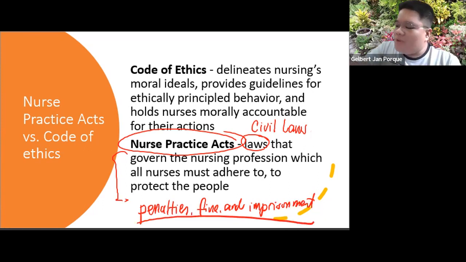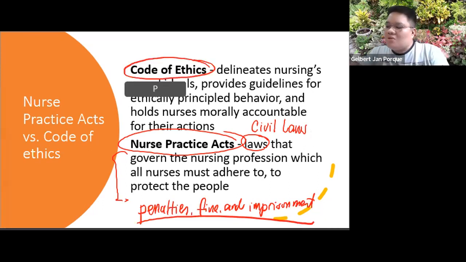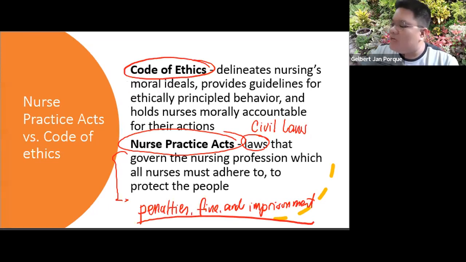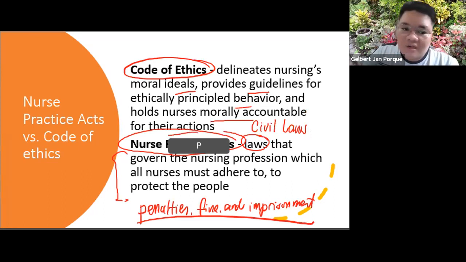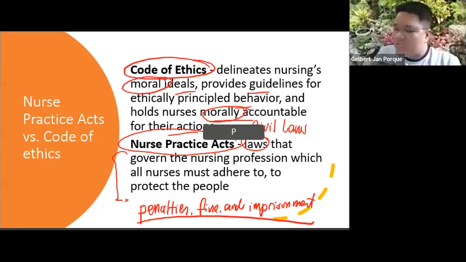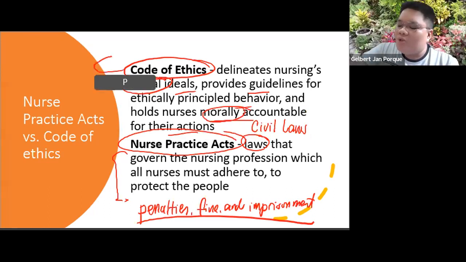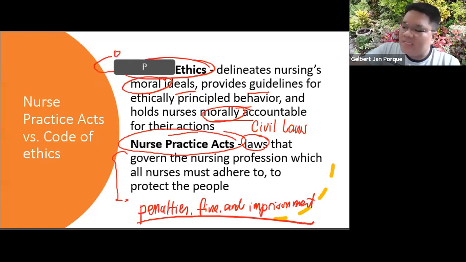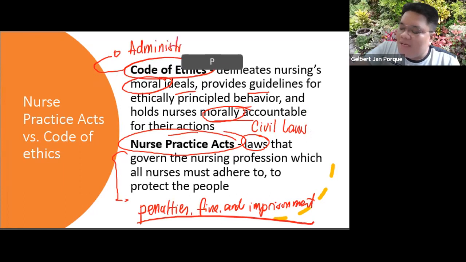Okay? Now, code of ethics. Class, when I talk about code of ethics, your code of ethics would dwell on the moral ideals, which provides guidelines for ethically principled behavior and hold nurses morally accountable for their actions. Now, class, look at the repeated word there, moral, morally accountable for their actions. If in case, students, a nurse would not be able to perform according to the code of ethics, you would have administrative sanctions.